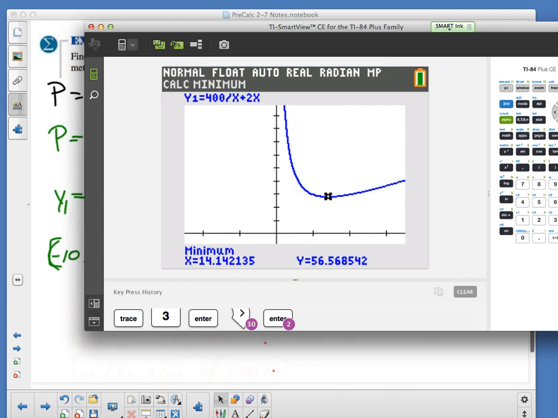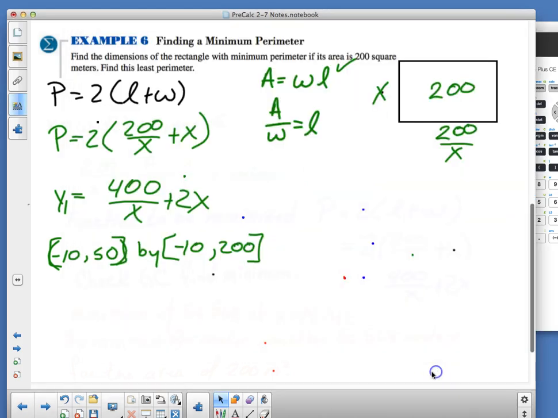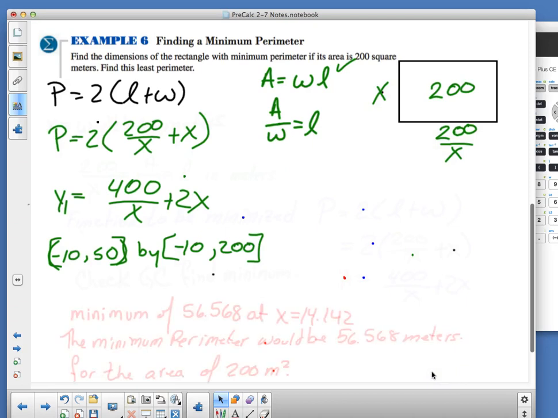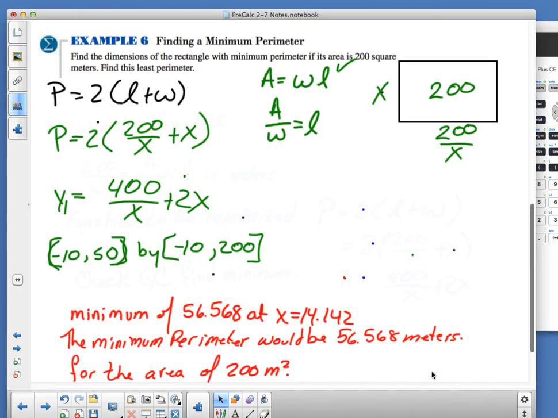And I got my minimum of 56.568, or 56.569, at x equal 14.14. So I've got my minimum here. I think I got that right down here. Minimum 56.568 at x equal 14.14.